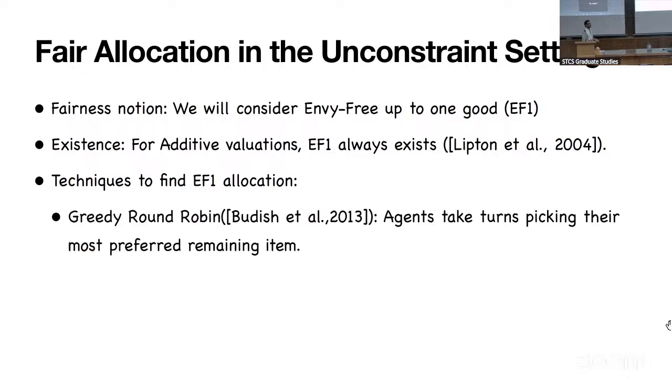One is greedy round robin, proposed by Budish in 2013. It says we have an order of agents, and each agent goes according to the order and picks the best item that they have among the remaining items.